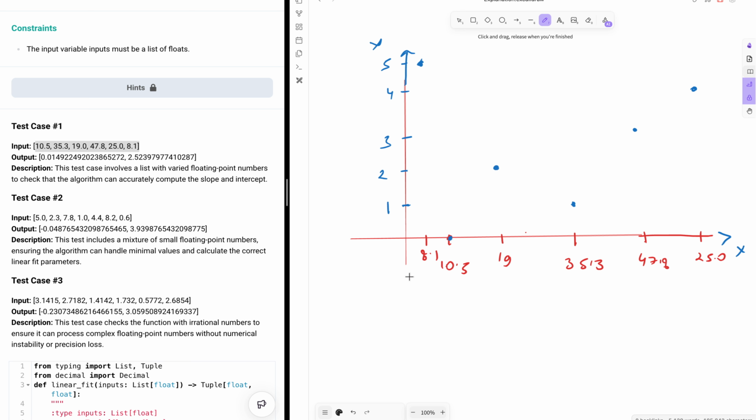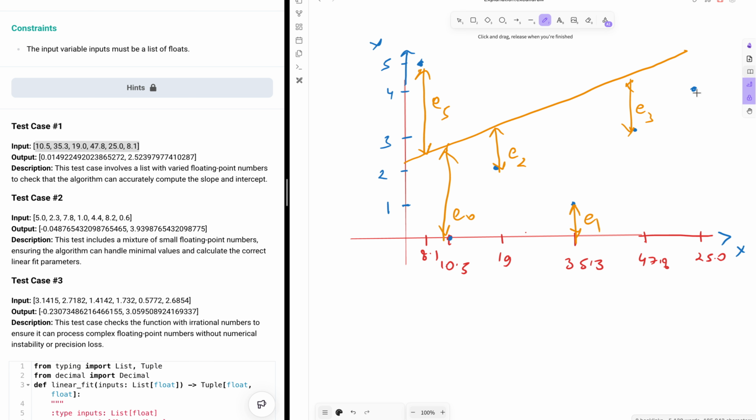And we need to come up with one linear fit algorithm that can plot this line such that the errors from these points to this line are minimum. So if I say this is E0, then this was E2, and this was E1, and this was E3. So the summation of all these errors is minimized.